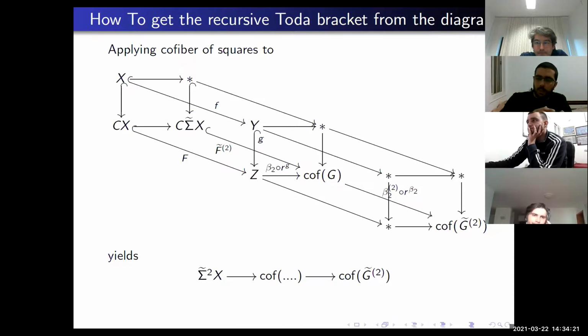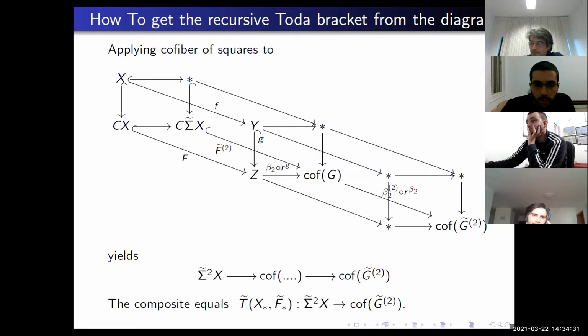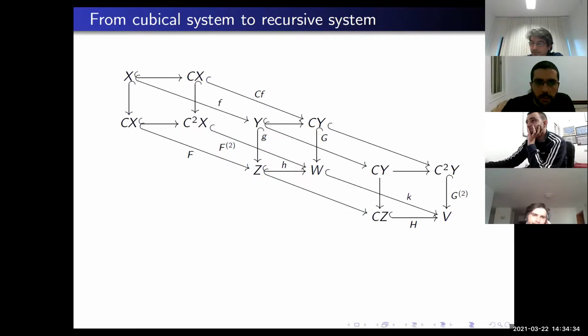So now maybe we see how we can go from one definition to another. If we have a cubical Toda system, how can we go to a recursive Toda system and get the Toda bracket there? Okay, so how do we do that? If we have a cubical Toda system, we can encode it in a diagram like this. And we can apply the cofiber of this side, the cofiber of this, the cofiber of this, and here I make all of them points. You can see what I do here.